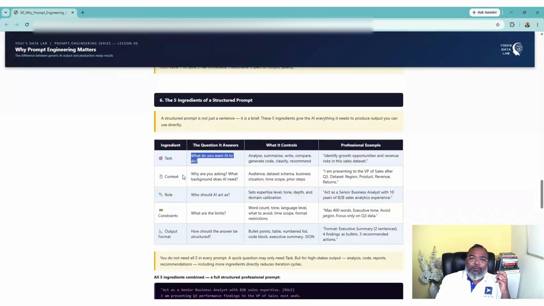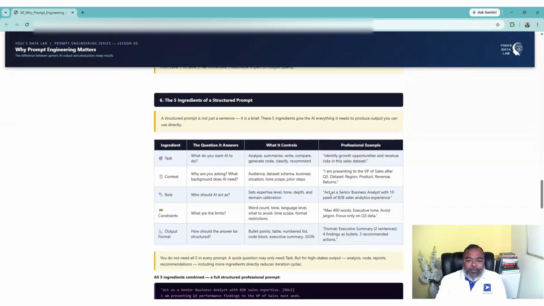But you also put some guardrails. What are the guardrails? You are putting the limits, and you are also suggesting certain answers. So the most important thing that we are looking at here is, first, the role. It sets the expertise level, tone, depth, and the domain calibration.